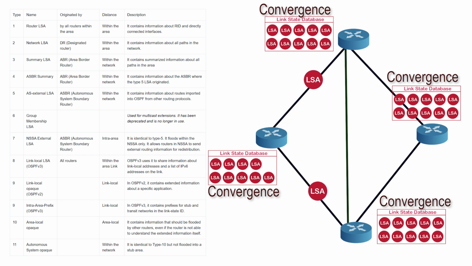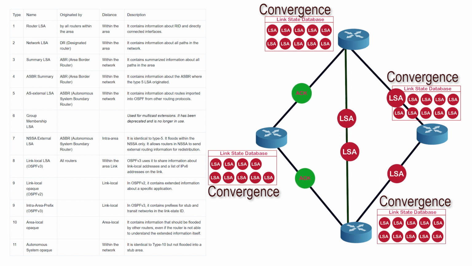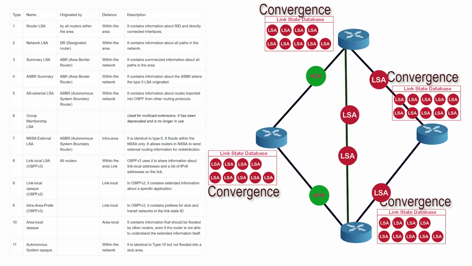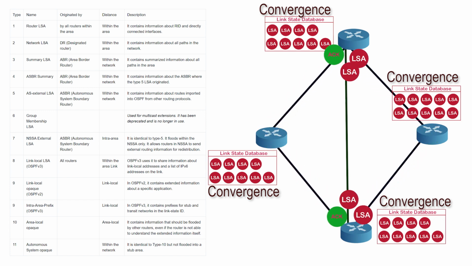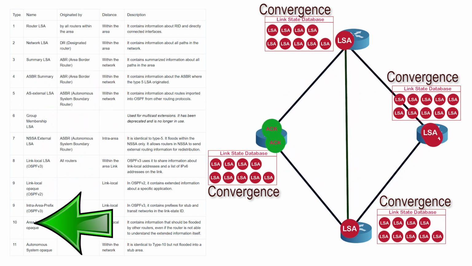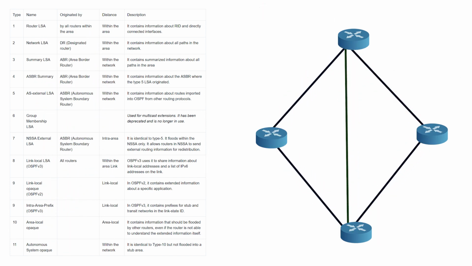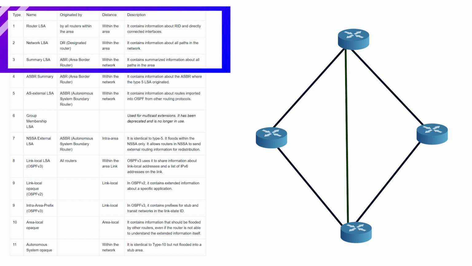After convergence, if any information changes, the affected router creates an LSA describing the change and floods the LSA into the network. Each recipient validates the LSA update and sends an acknowledgement back to the sending router, confirming receipt of the flooded update. There are 11 types of LSA. OSPF routers use each LSA type to exchange different information. From these types, types 1, 2, and 3 are essential.